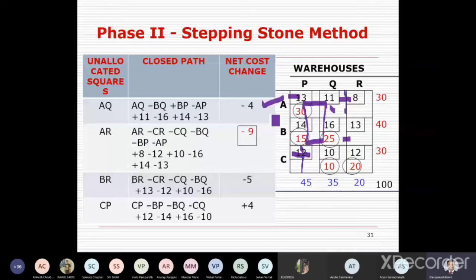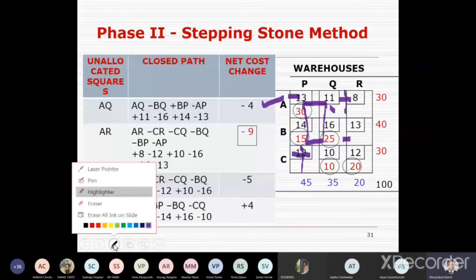It indicates that the negative sign means there are chances of shifting some units to this cell. So if I can transfer some units from the available matrix to AQ, it will reduce the total transportation cost. So like this, I have to mark it for AR. Now we'll see how to mark it for AR.